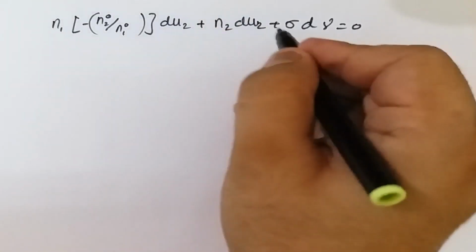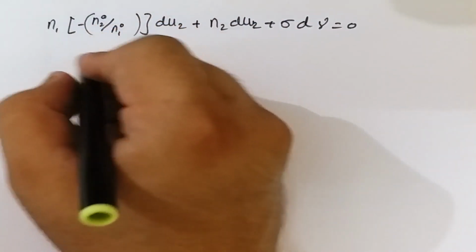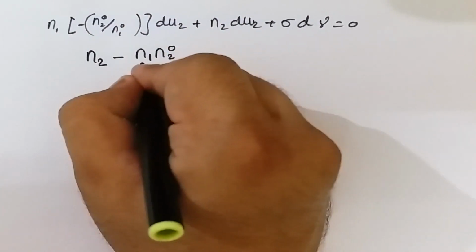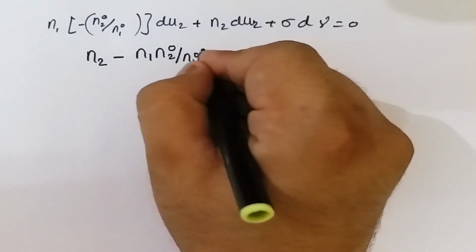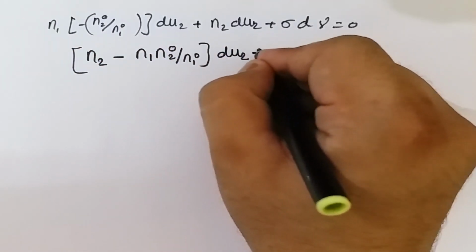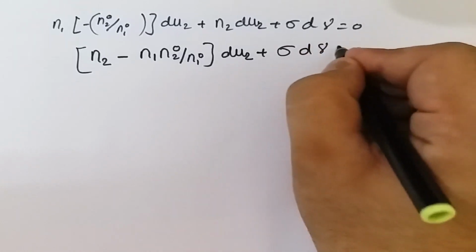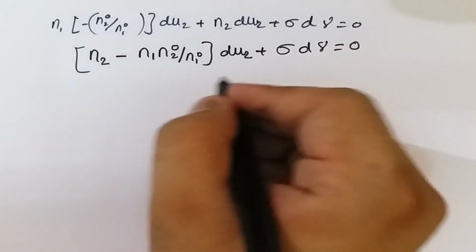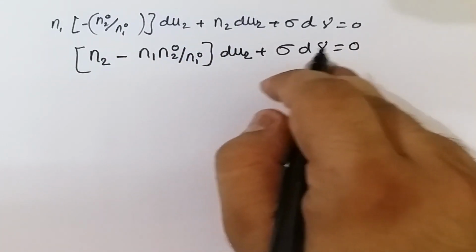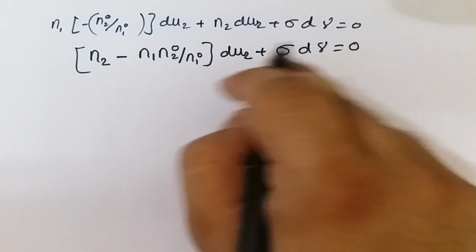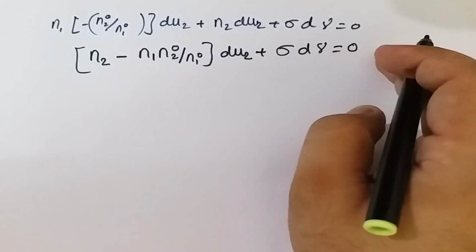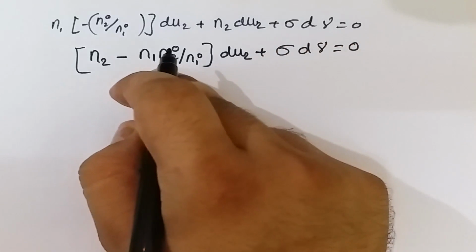We can take d mu2 common out from both these terms, and hence we will have N2 minus N1 N20 upon N10, into d mu2, plus sigma d gamma, and that is equal to 0. And further, we can rearrange this expression in the form of d gamma by d mu2, that is, the differential terms we will take on one side. So this I can take on the right hand side, so that will be minus in sign, and then sigma I can take on division.